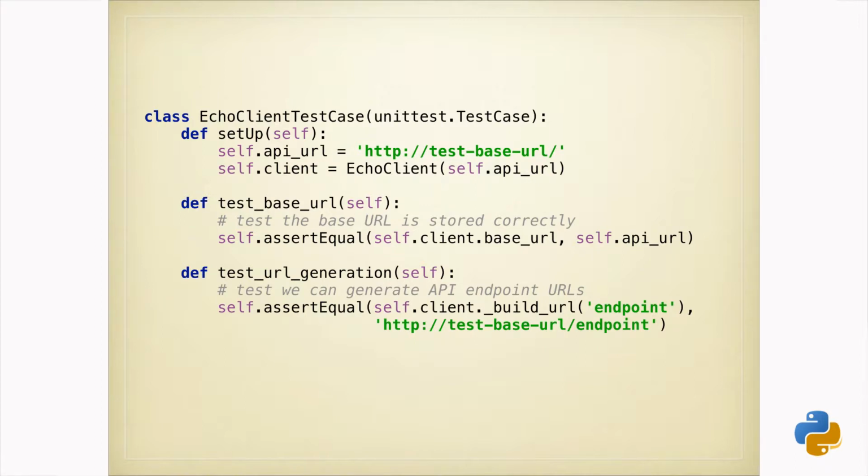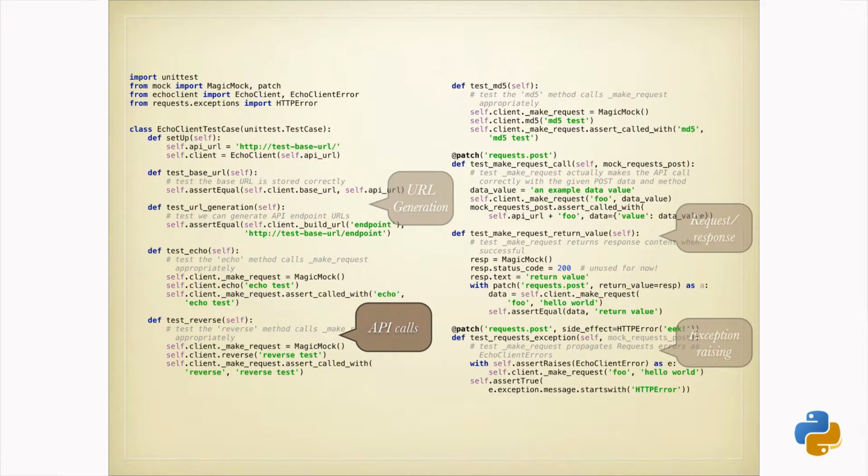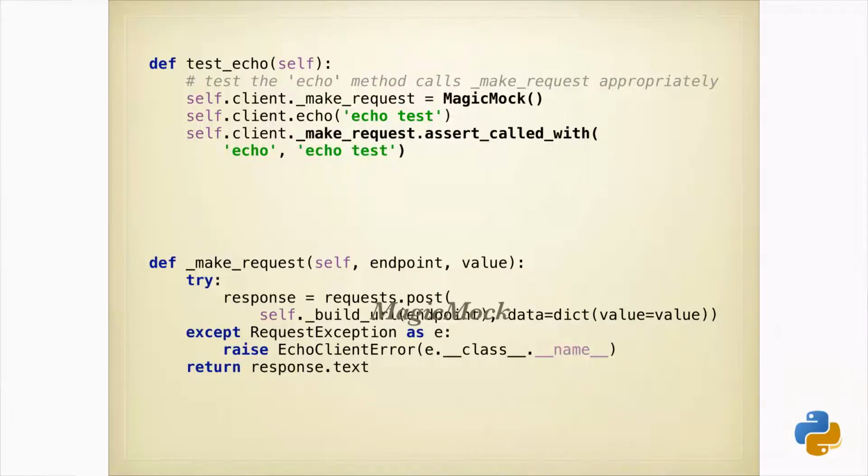This is quite straightforward. And then we want to test our API calls. So this is basically whether our client library can correctly communicate with the external service. So let's have a look at a test case for this. First of all, the self.client variable is our EchoClient object instance.